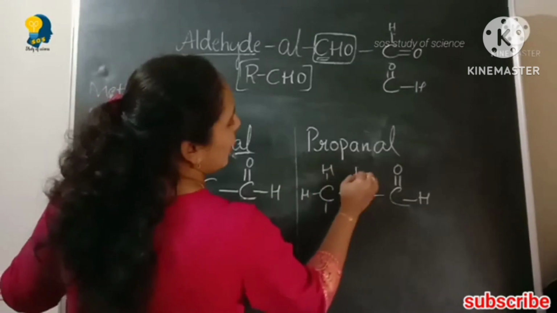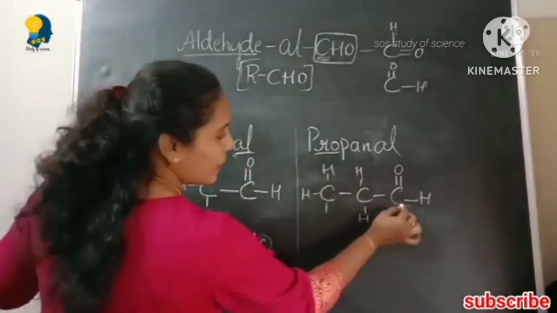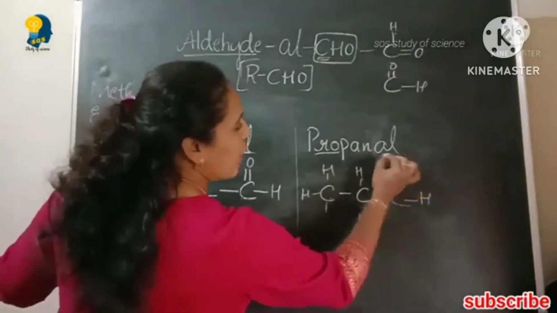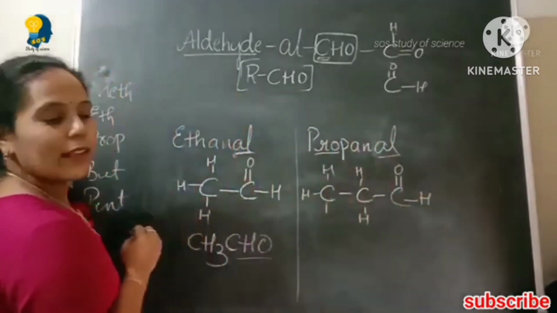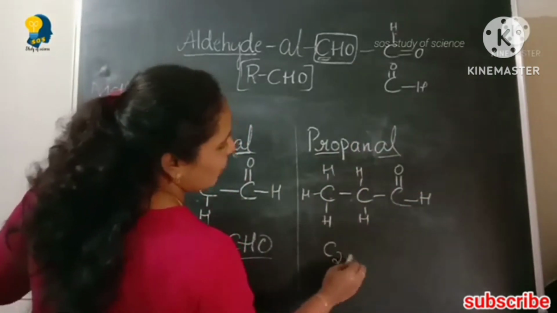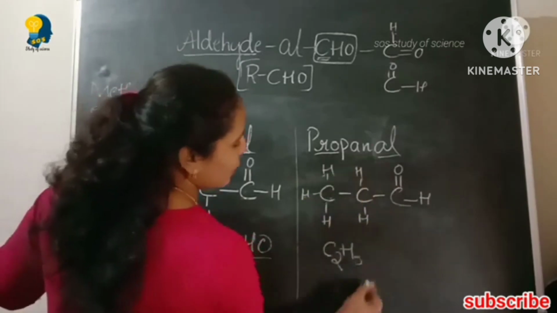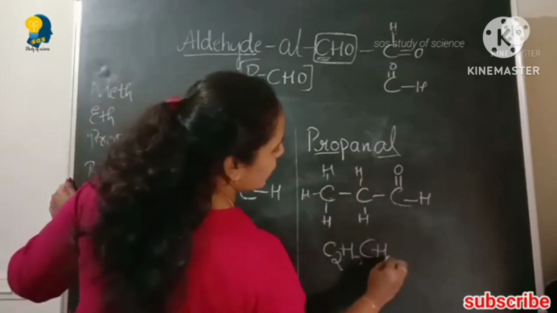Okay. So I'll tell you how this has been satisfied. See, prop, 1, 2, 3 carbon, and the third carbon is our functional group. Al is satisfied. Correct? So now the formula is C2H5. See, 1, 2, 3, 4, 5, H5. And the functional group is CHO.